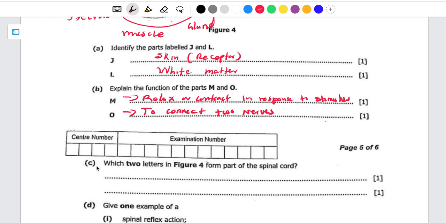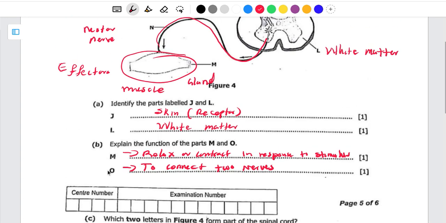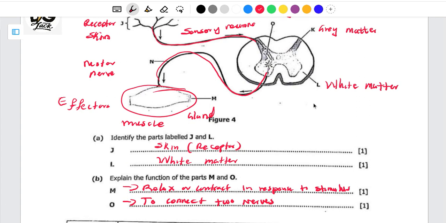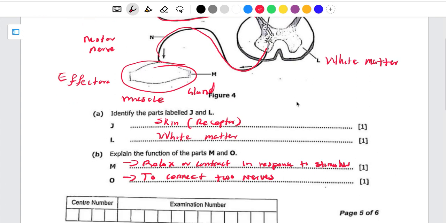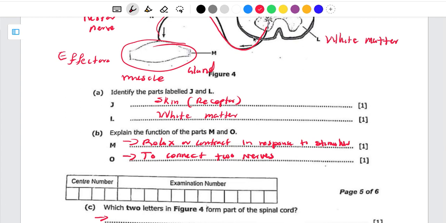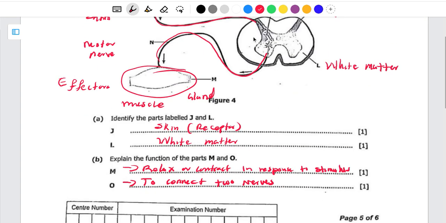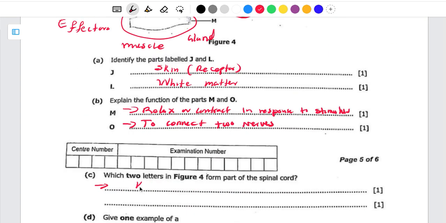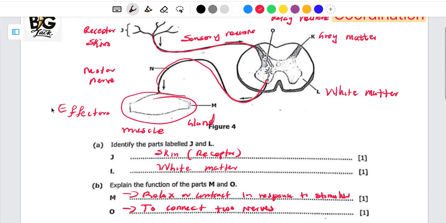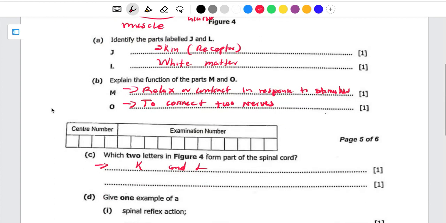Then for question C, which two letters in figure 4 form part of the spinal cord? The spinal cord in this figure 4 is formed of the gray matter as well as the white matter. The relay neuron is not part of the spinal cord, it's just found in the spinal cord. So we can say it is K and L. K represents the gray matter, and L represents the white matter.